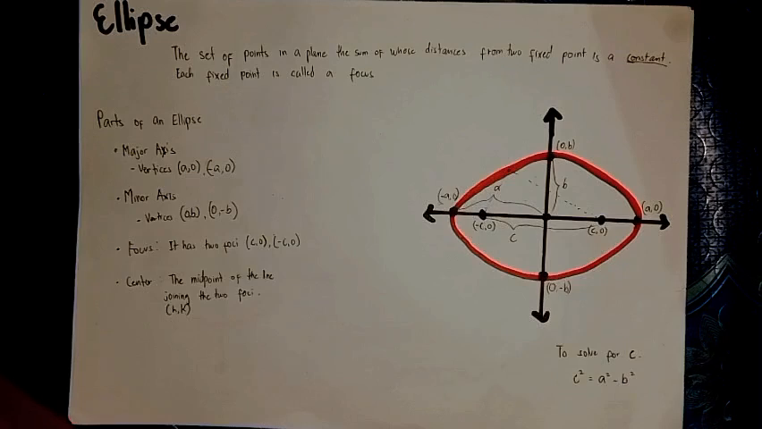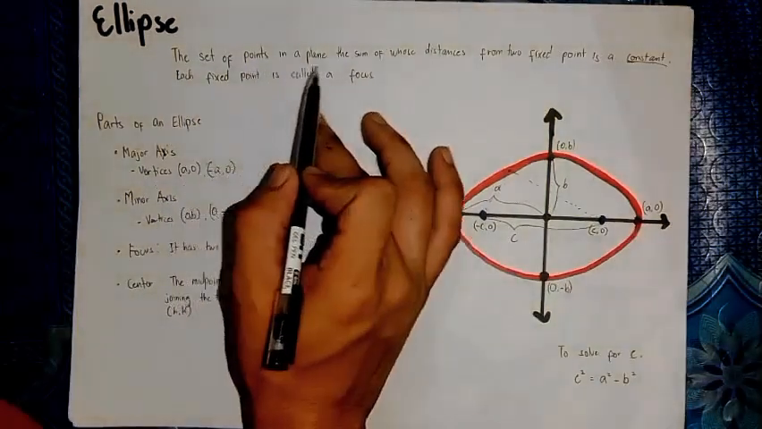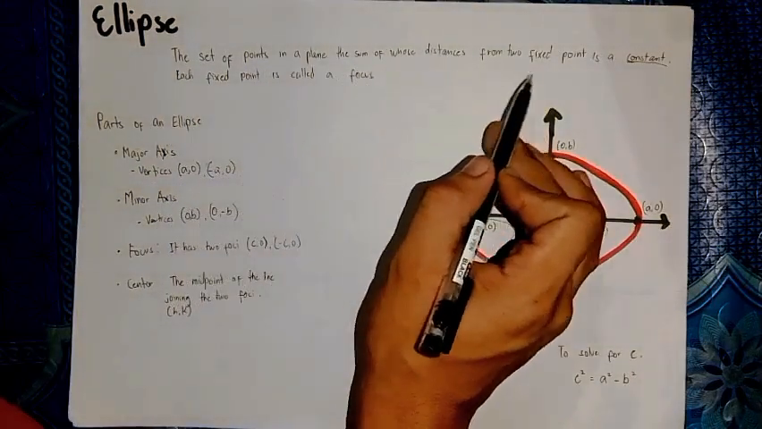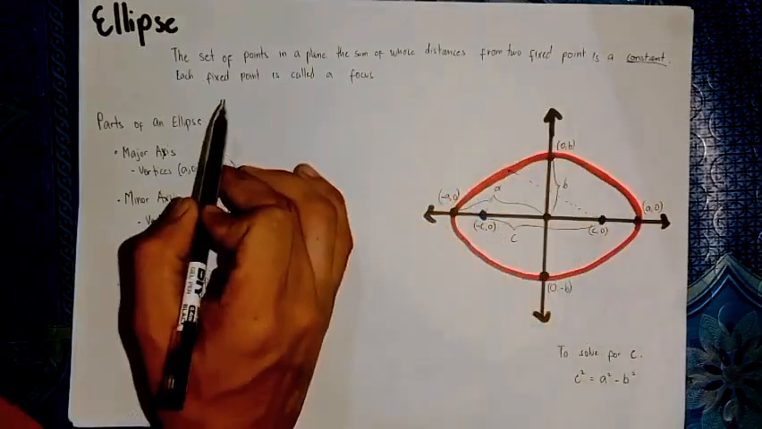Let's proceed to our second conic section, that is what we call the ellipse. The definition of an ellipse is the set of points in a plane, the sum of whose distances from two fixed points is a constant. Each fixed point is called a focus.